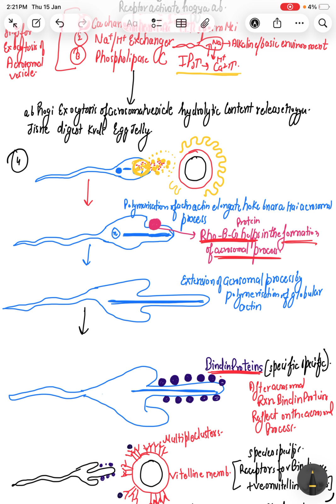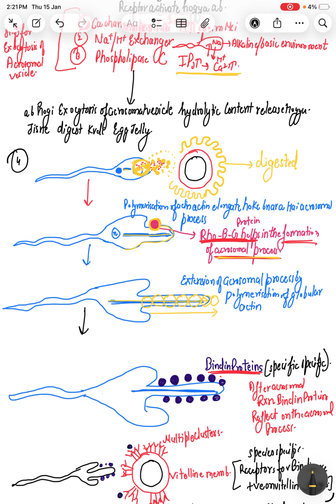Due to which the external membrane, which is the egg jelly or the jelly coat, gets digested, and the actin filament which is present in the sperm gets polymerized and forms an acrosomal process. Bindin is a protein. This is the protein. So it helps in the formation of this acrosomal process. Now, this acrosomal process will extend. The extension is caused by the polymerization of the globular actins. Polymerization will take place and extension of the acrosomal process.